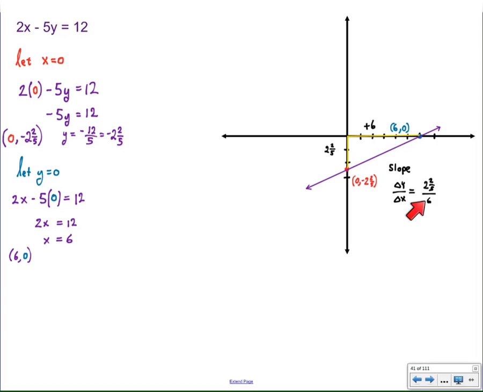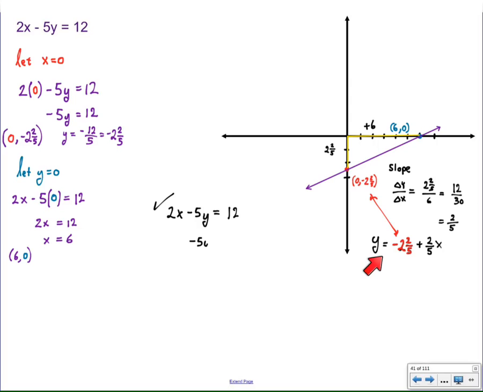I'm going to multiply top and bottom by 5, producing 12 over 30, which gives me 2/5. So the slope of the line is 2/5, the y-intercept is negative 2 2/5, so this must be the equation of the line.